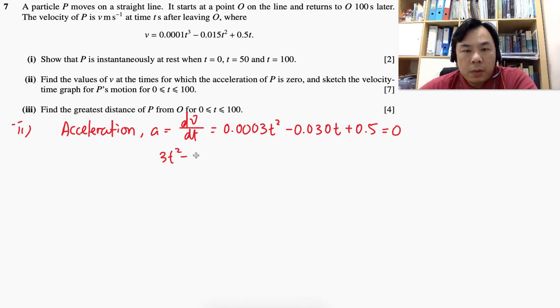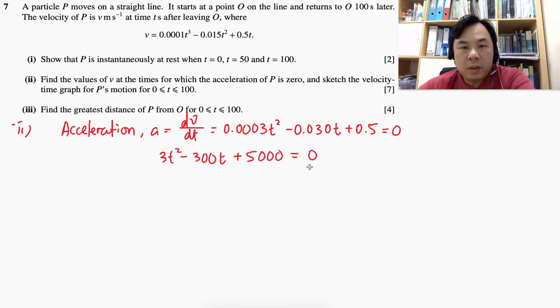What do I have here? I have 300 here, and then I have 5,000 here. Sorry, yeah, that should be a 5,000. Okay, and then from here, let me give that a try one more time.